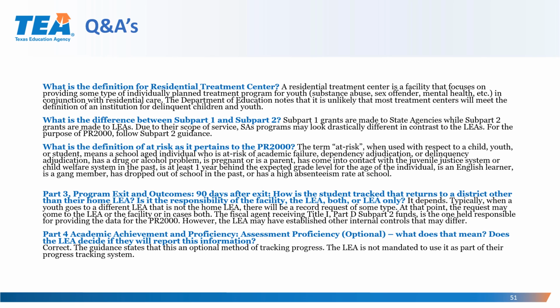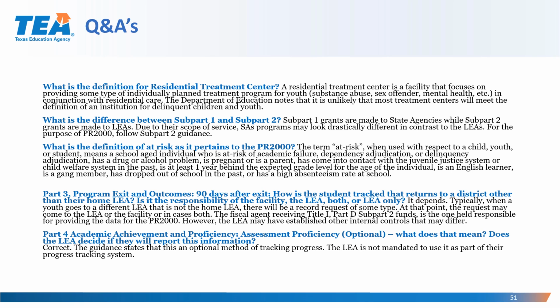Part 3, Program Exit and Outcomes, 90 days after exit. How is the student tracked that returns to a district other than their home LEA? Is it the responsibility of the facility, the LEA, both, or the LEA only? The answer is it depends. Typically, when a youth goes to a different LEA that is not the home LEA, there will be a record request of some type. At that point, the request may come to the LEA or the facility, or in some cases both. The fiscal agent receiving Title I Part D Subpart 2 funds is the one held responsible for providing the data for the PR2000. However, the LEA may have established other internal controls that may differ.